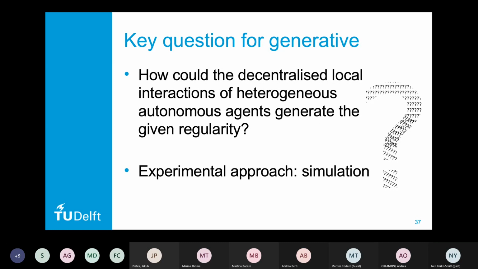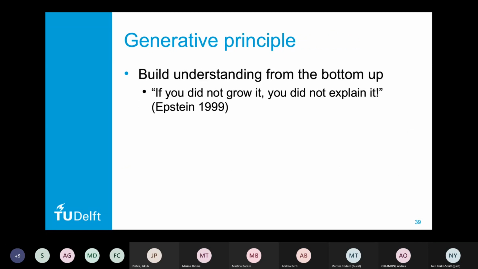Okay. Here's another nice example from nature of some regularity. This picture. Okay. So what's the generative principle? Well, we build understanding from the bottom up. And a famous quote from one of the pioneers of agent-based modeling said, if you didn't grow it, you did not explain it. And remember, again, social scientists are looking to know about causality and explanation. So by building something, by creating a model, we gain the idea. And there's an assumption, if you will, a principle.